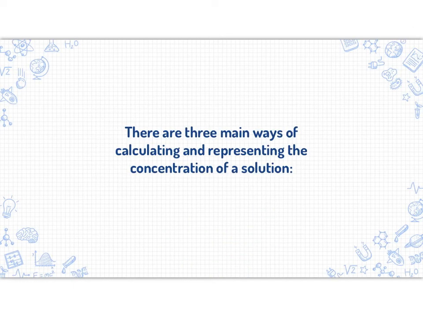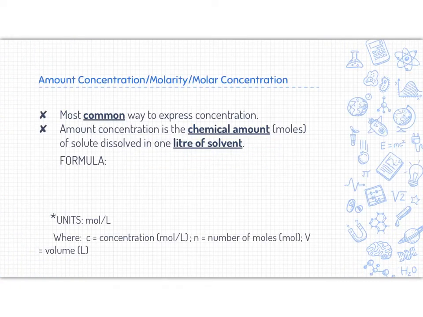So there's three main ways of calculating and representing the concentration of a solution. The first one is the amount concentration, or molarity, molar concentration. There's a few different ways of talking about this exact same concentration. It is the most common way to express concentration. So beyond this course, we typically don't look at any other kinds of concentration. However, they do exist, okay? And I'll try and give you some examples of where they come into play.